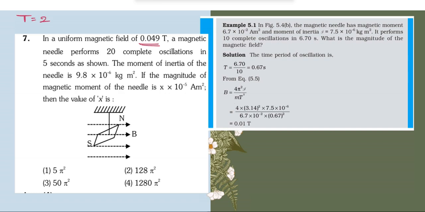Vibration magnetometer. Time period will be 2 pi square root of I by mB. They are asking magnetic moment. For 20 complete oscillations, 5 seconds they gave. So for one oscillation, it will be 5 by 20. So that will be 1 by 4th of a second time. So that moment of inertia is also given, and magnetic field is also there. So you can calculate this value. You will get this as 1280 pi square. But here in this question, they asked magnetic field, but formula is same based on this model. If you practice this example, you can solve this question very easily.